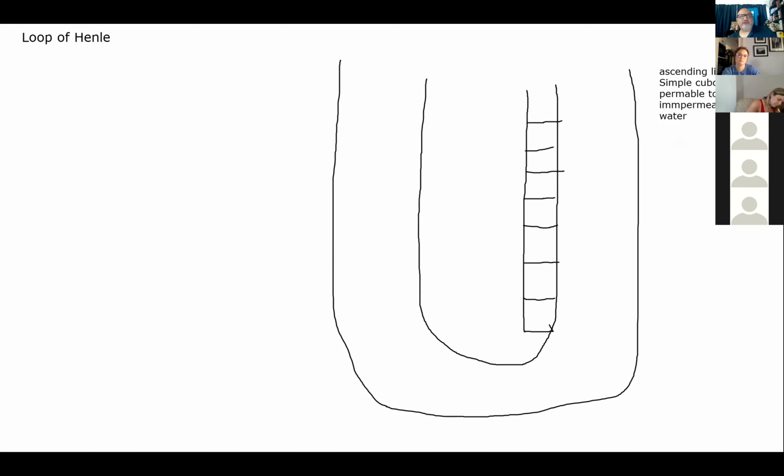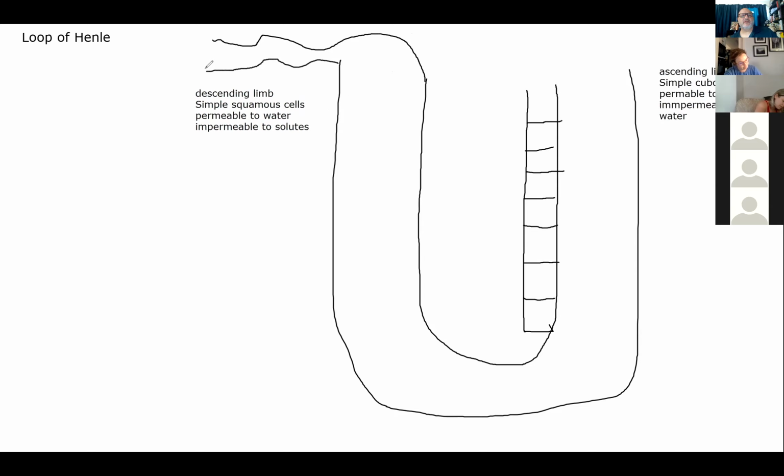Whereas over here we have the descending limb. That is simple squamous cells. It is permeable to water and impermeable to solutes. Oh, and let's cheat and do one more thing. Connect this to our proximal convoluted tubule, and then from there to our Bowman's capsule.